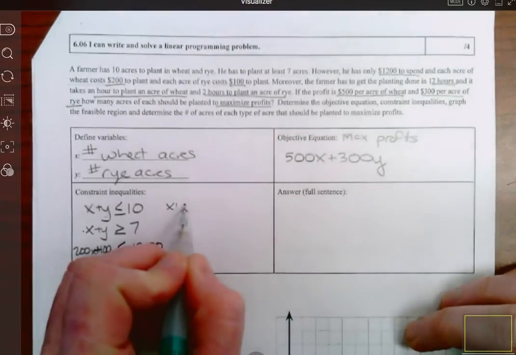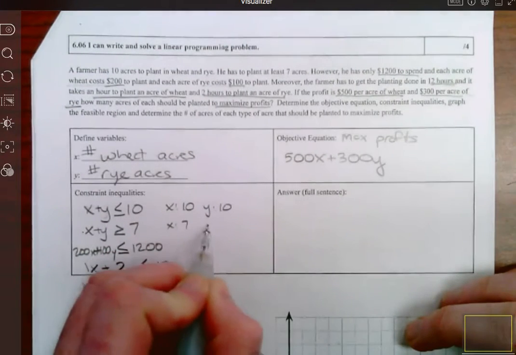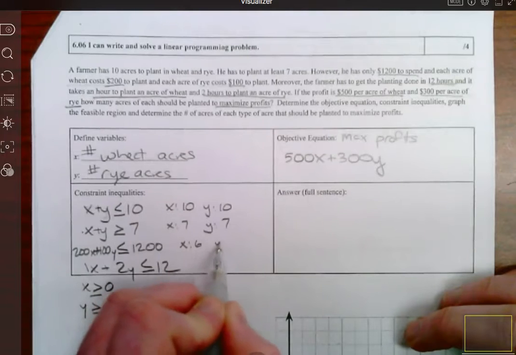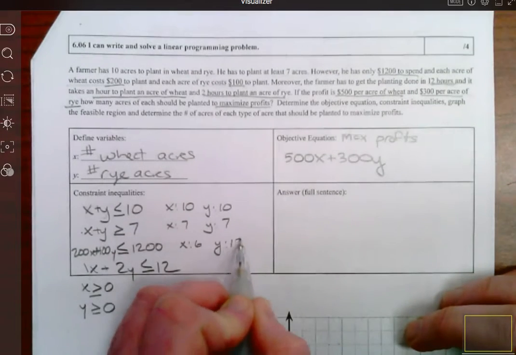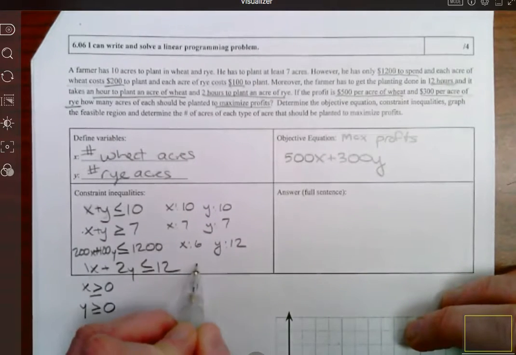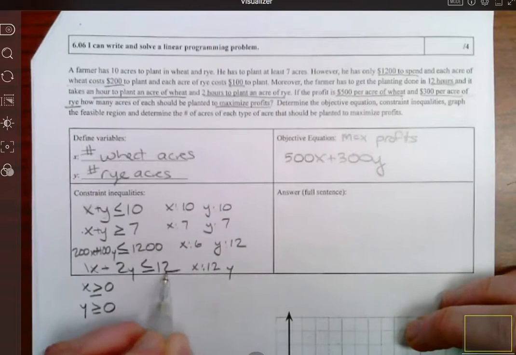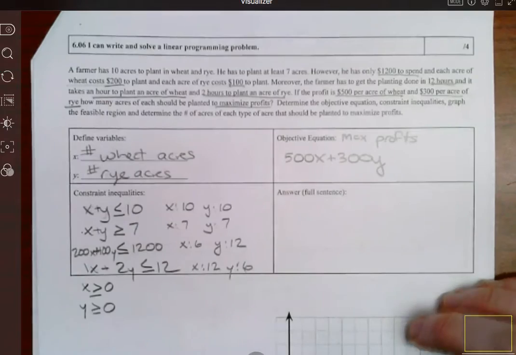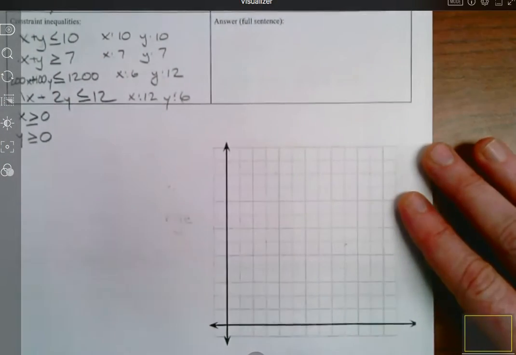So here our x-intercept is 10, our y-intercept is 10. These are 7 and 7. This x-intercept is 12 divided by 2, so it's 6. The y-intercept is 12 divided by 1. Right? This x-intercept is 12 divided by 1, and the y-intercept is 12 divided by 2. And then, of course, these. So let's get graphing. I'm going to go ahead and graph these and come back.